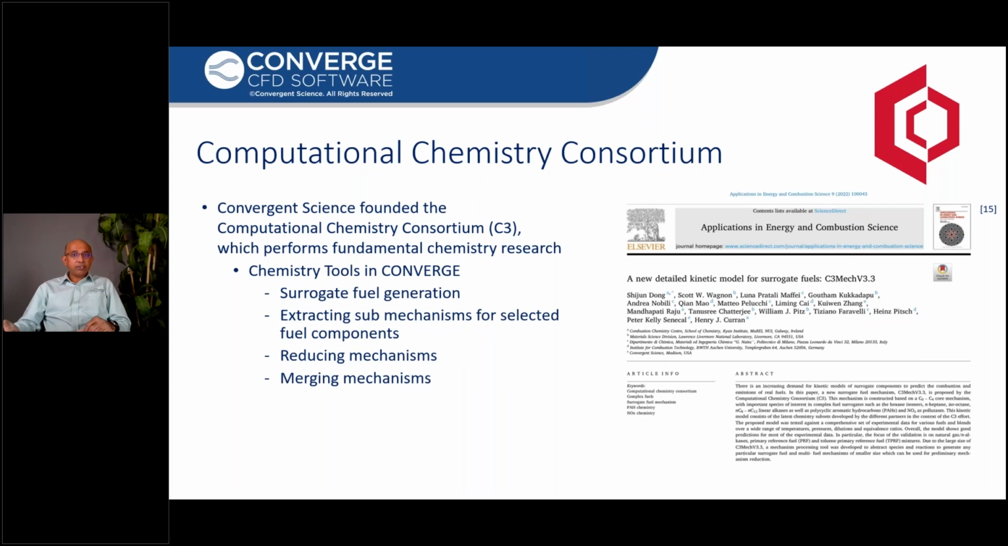CONVERGE offers several chemistry tools to generate fuel surrogates based on actual fuel specifications, extract sub-mechanisms from the parent C3 mechanism, reduce them further with ignition delay and laminar flame speed targets, merging and optimizing these mechanisms. These tools are available to all CONVERGE users without any additional licensing cost.